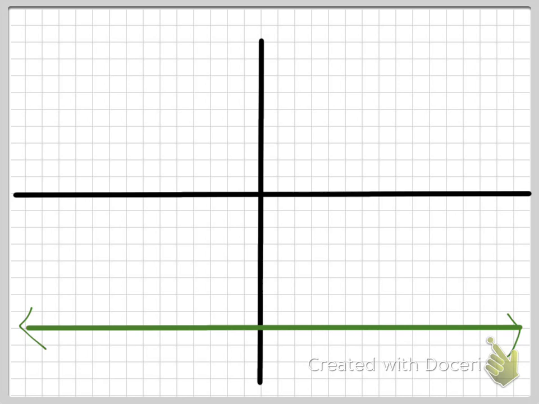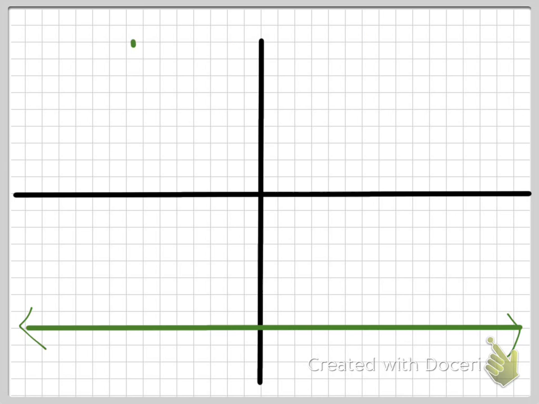So perpendicular to this would not be parallel, right? That's kind of overstating something that's pretty simple. Perpendicular is going to make a 90-degree angle. Maybe it's going to be like that, right? Or maybe it's going to be like that. But it's going to form that 90-degree angle.